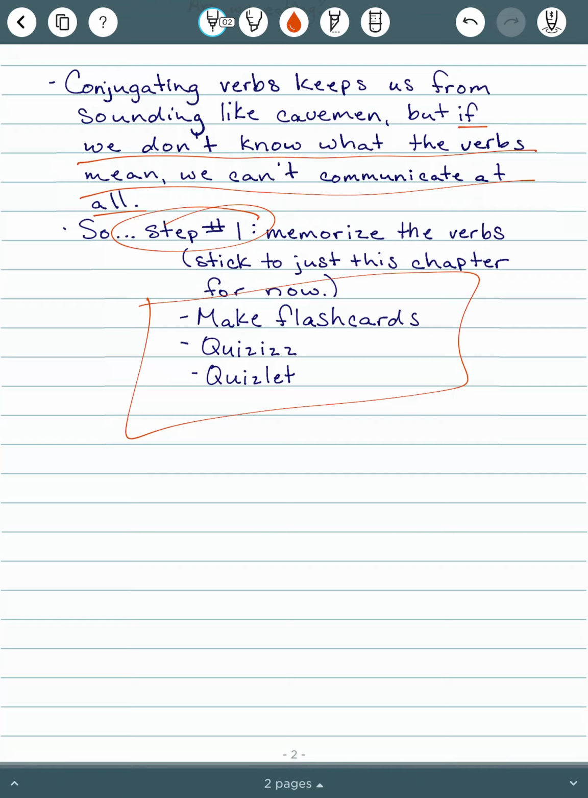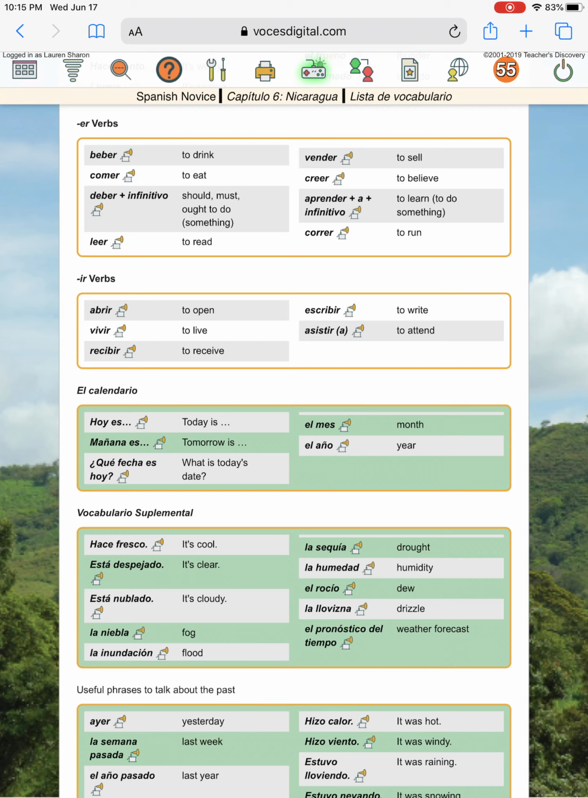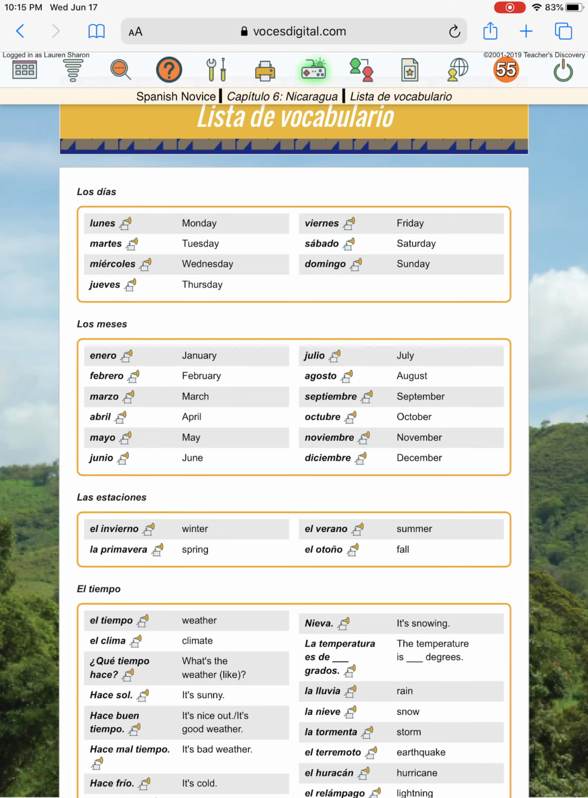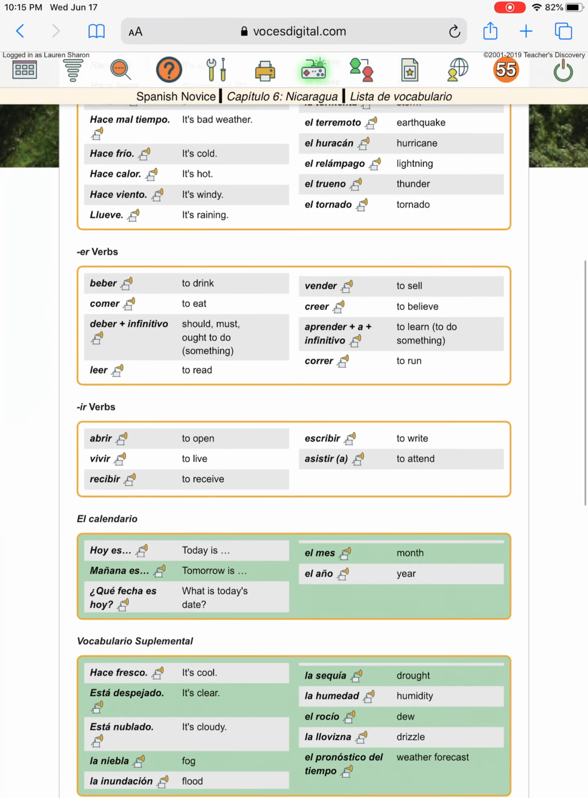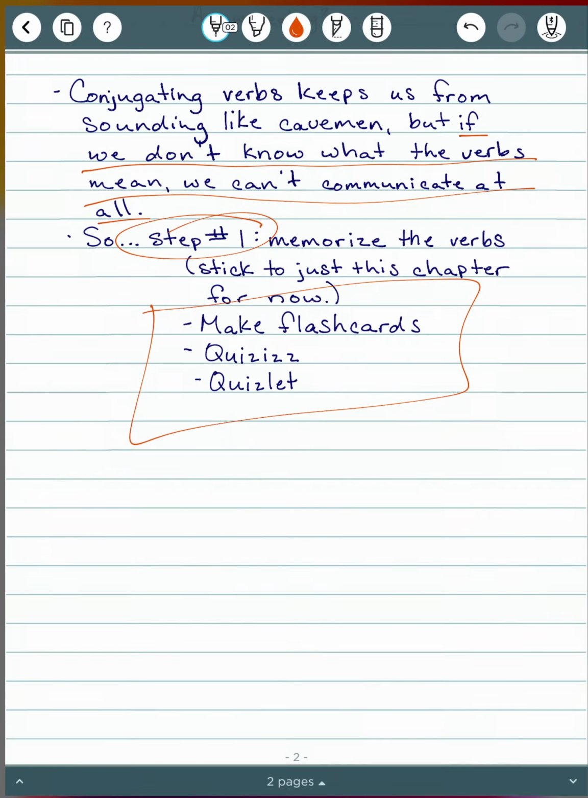Also, I want to remind you to stick to just this chapter for now. There are a lot of irregular verbs out there, and so we want to start in a safe space where we know that these are regular verbs. So in Voces, we are in chapter 6. If you go to your table of contents, make sure you're clicking on chapter 6 and then Lista de Vocabulario. That will take you here. Scroll down just a bit to where it says ER verbs and IR verbs. And again, notice in the ER verb section, all of those end in ER. In the IR verb section, all of those end in IR. So work on memorizing those if you're not there yet.